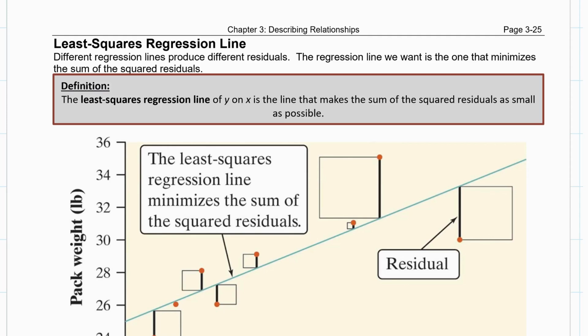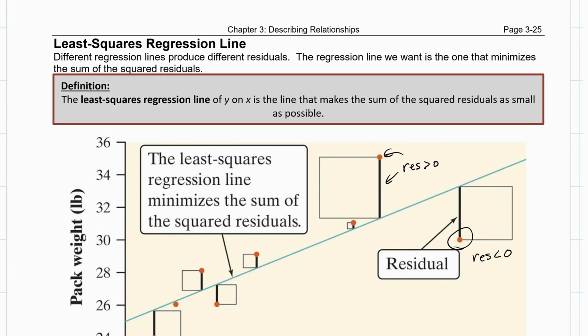Each data point in our scatter plot has a residual. For example, this data plot right here has a residual, but this residual happens to be negative. This data point here has a residual, but its residual happens to be positive. If you sum up all the residuals, you end up getting 0. So simply adding the residuals isn't great.